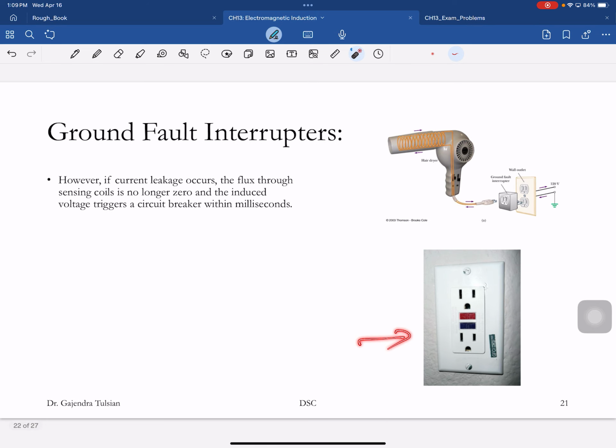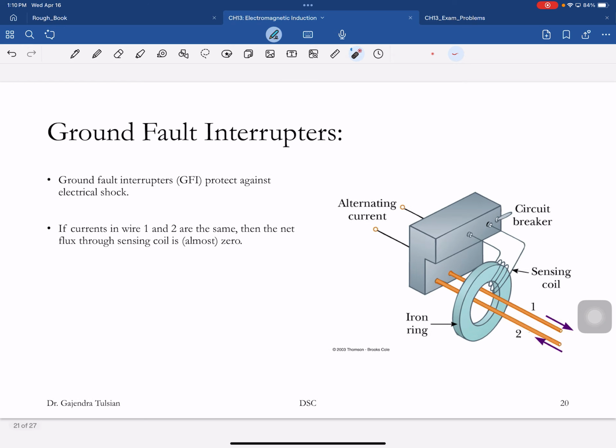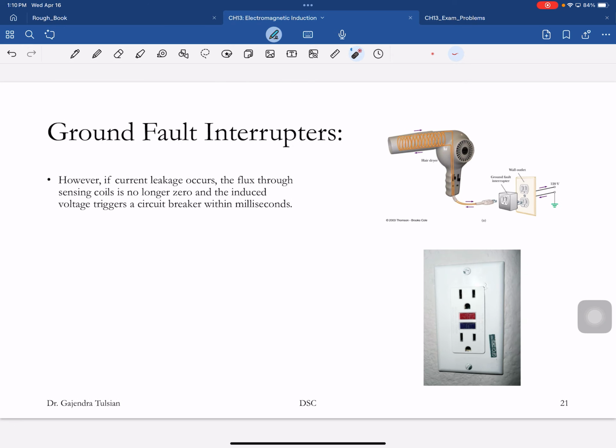You guys have seen this device in your bathrooms or garages? What does it do? This is a safety device that's required by law. Here is the deal. Let's say you're using a hair dryer.